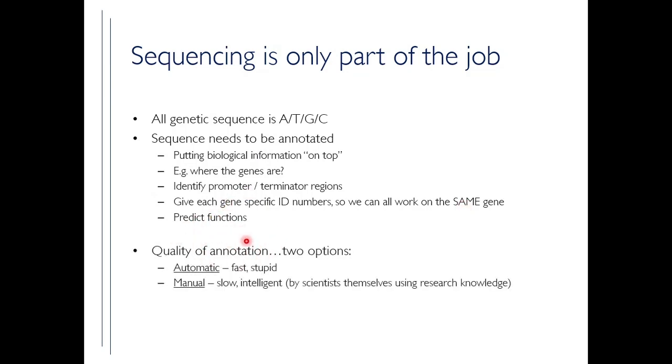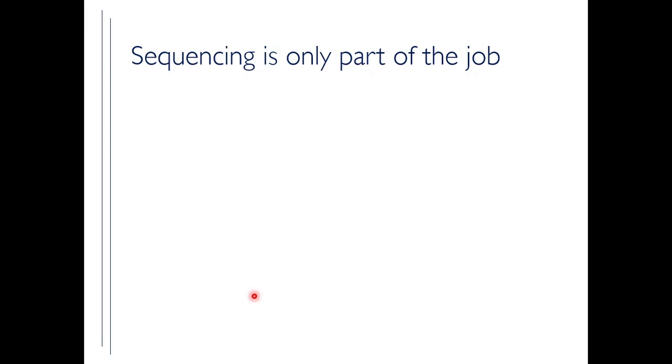Annotation of genomes works in two fashions. The first is automatic, which is done by computers, which is very fast, but as a result makes quite a lot of errors. Or manual, which is done by humans using knowledge from research to manually annotate genomes, which takes a long time, but is far more accurate. And again, we'll talk about that later on.